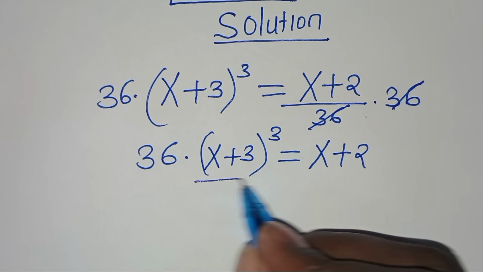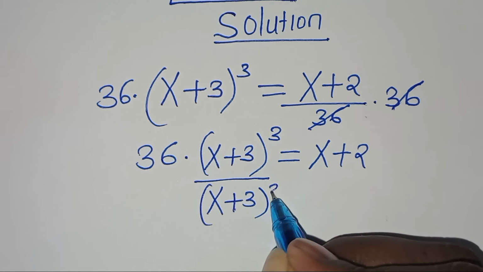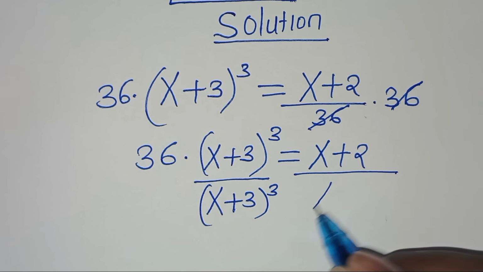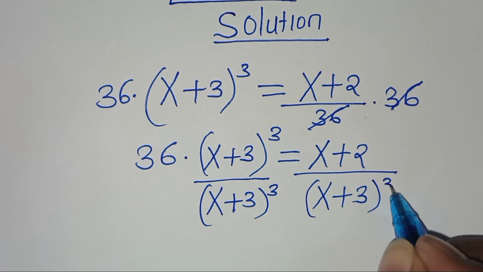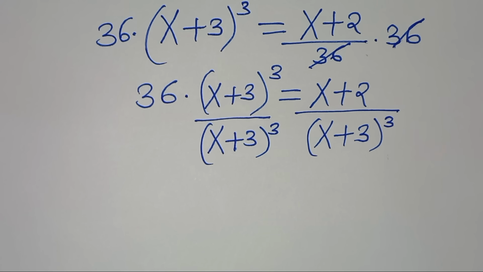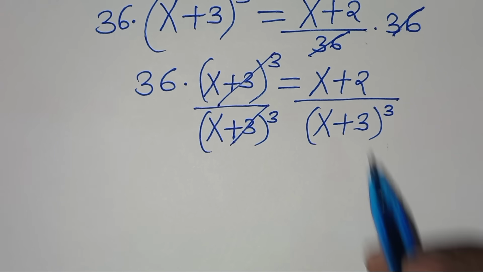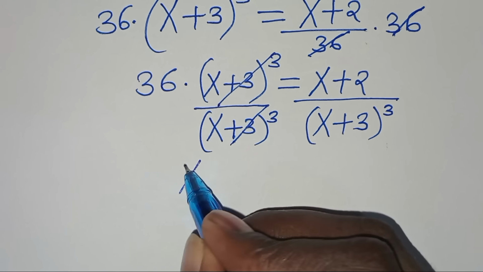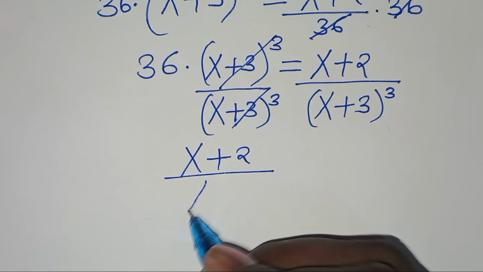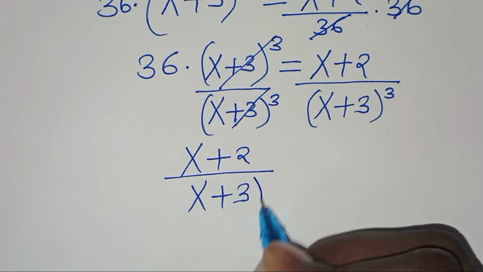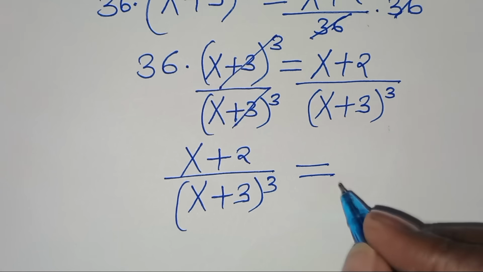The next step is to divide on both sides by (x plus 3) raised to the power of 3. Now we can simplify so that we can express this as (x plus 2) divided by (x plus 3) raised to the power of 3, equal to 36.